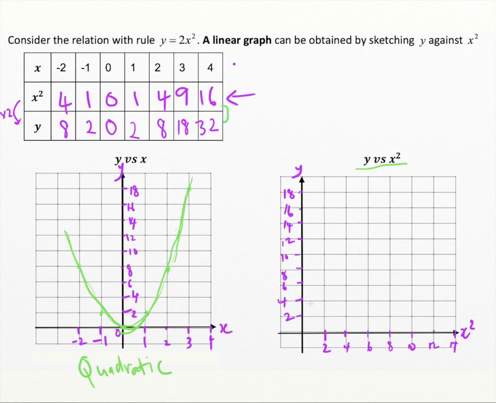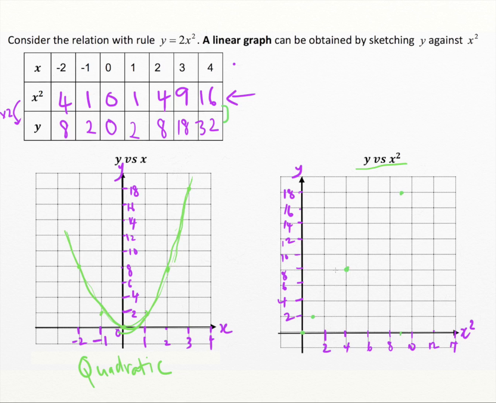So when x squared is 4, y is 8. When x squared is 1, y is 2. When x squared is 0, y is 0. When x squared is 1, y is 2. We already have that coordinate. When x squared is 4, y is 8 once again. When x squared is 9, so 9 is over there, y is 18. And then when x squared is 16, y is 32, so we don't have any of those.